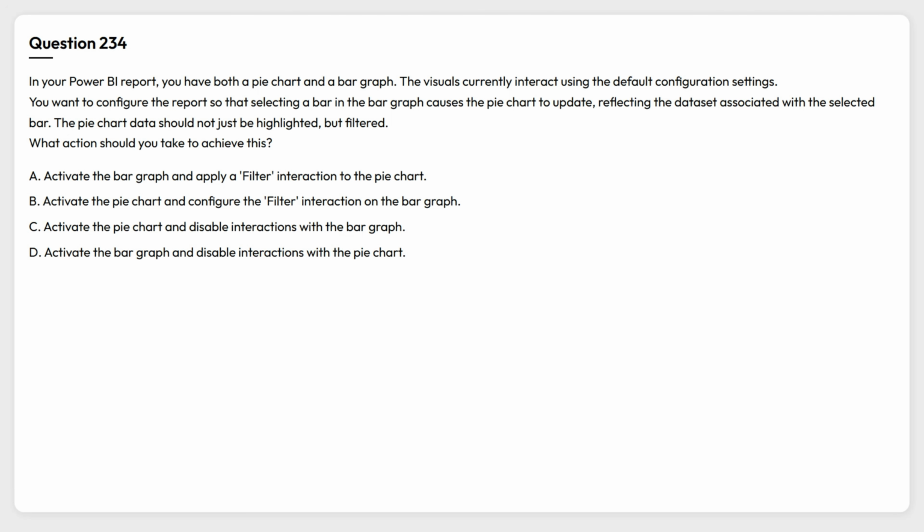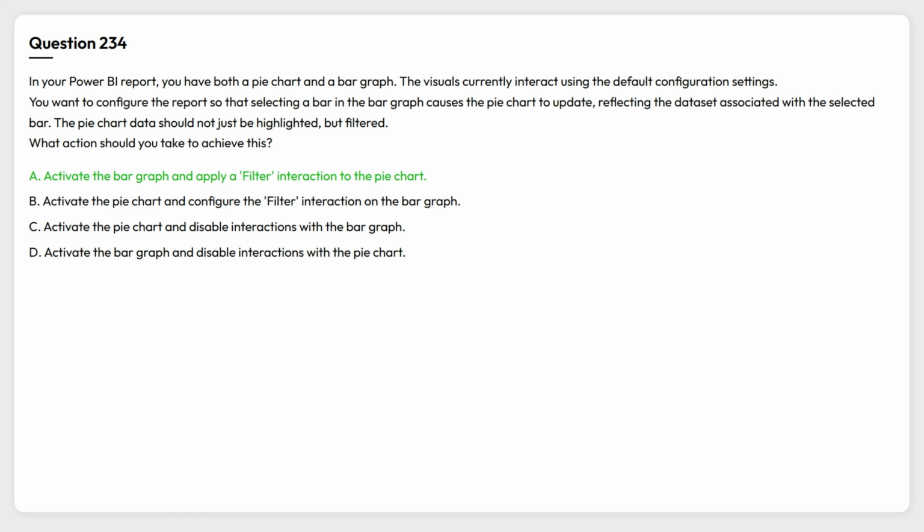Option B. Activate the pie chart and configure the filter interaction on the bar graph. Option C. Activate the pie chart and disable interaction with the bar graph. Option D. Activate the bar graph and disable interaction with the pie chart.